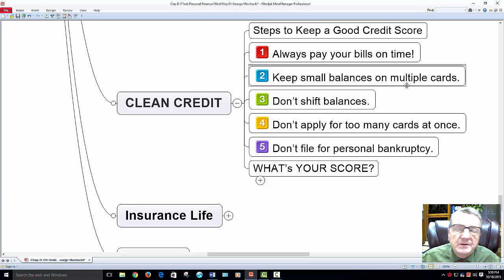Don't shift balances from one card to the other because it looks like you're trying to pay off one with the other. Sometimes it may make sense because you get a lower interest rate, but after a while, if you're going back and forth, the credit card rates are usually fairly similar, depending on your credit score. Don't apply for too many cards at once because it looks like you're in dire need of cash. Don't file for personal bankruptcy if you don't have to.